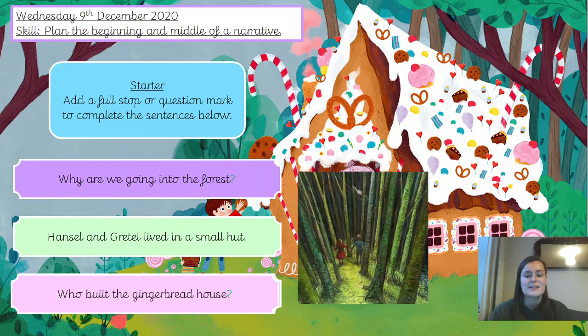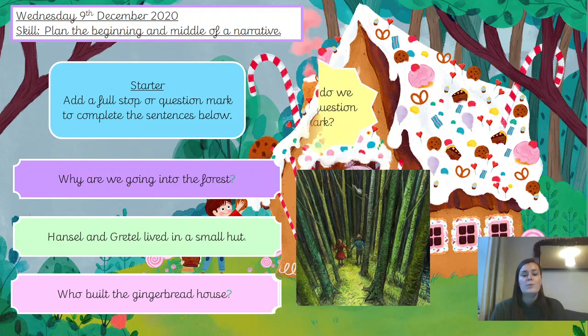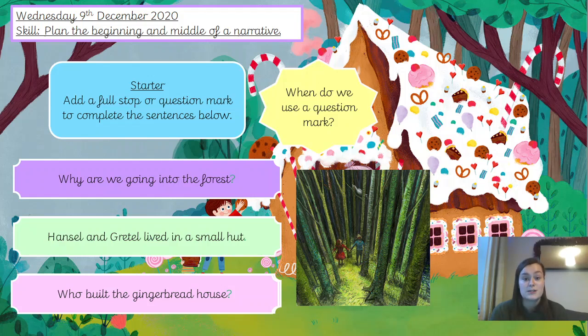Good job. So, when do we need to use a question mark? See if you can tell an adult at home or just think to yourself, when do we need to use a question mark? So we use a question mark when we are asking a question, don't we? It always goes at the end of a question, and we use questions to find out more information.